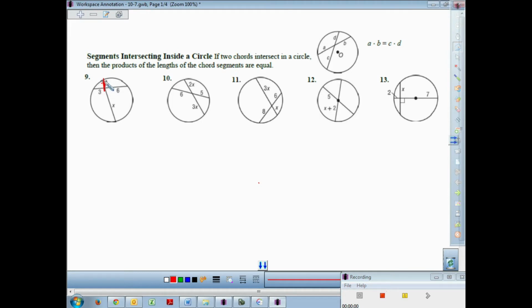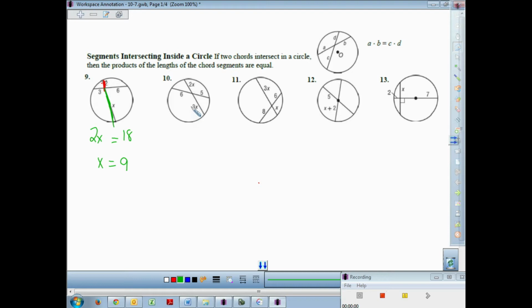So basically, this little red guy and this little green guy are like chord segments, right? They make up the parts of the chord. If we multiply those two together and set that equal to the other two times each other, 3 times 6, which is 18, and that's so simple that you can just multiply them together right away, then we could solve for x, and x would equal 9 right there. So the product of the chord's parts are equal to each other.